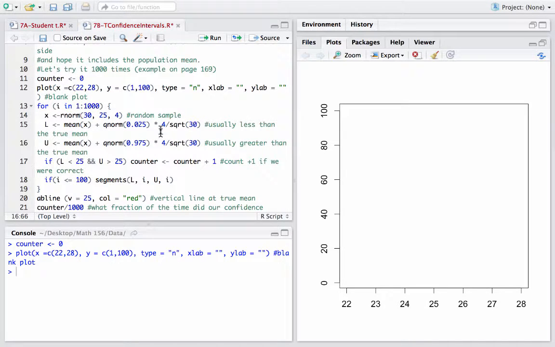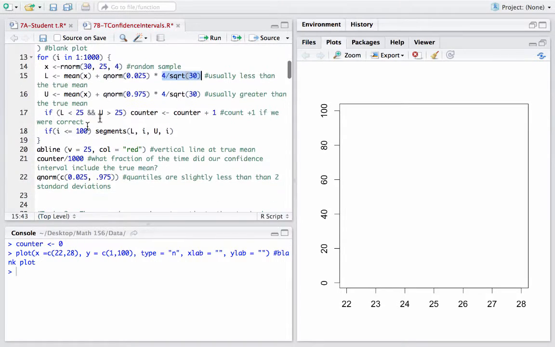Let's walk through what this for loop is going to do. So 1,000 times we are going to draw 30 samples from our population. And then we're going to compute the lower bound of the confidence interval, which will be the mean plus the 2.5% quantile of the normal, which is negative 1.96, times the scaling factor to convert this quantile into the space of our actual sample. And then the upper bound is very similar, except now using the 97.5 quantile. This scaling factor is the standard deviation in the numerator over the square root of the number of samples.